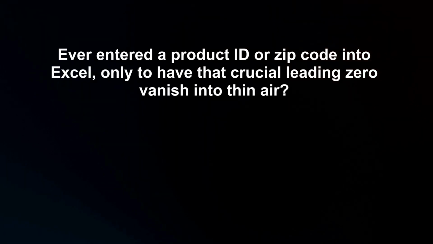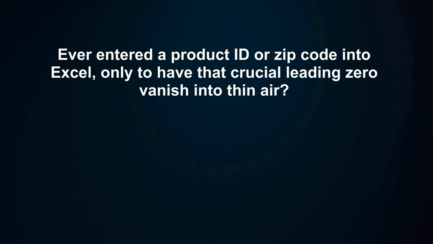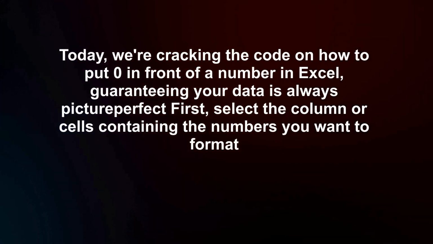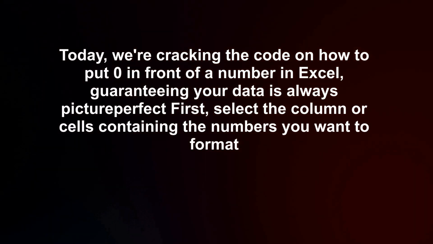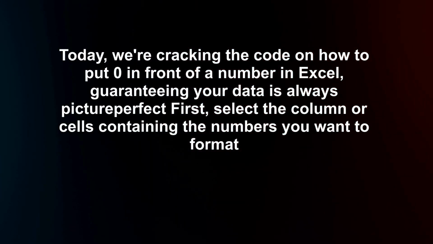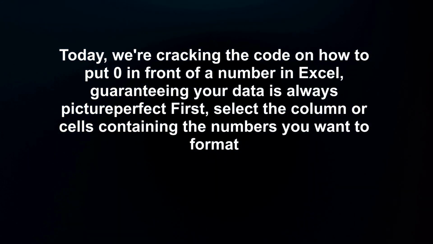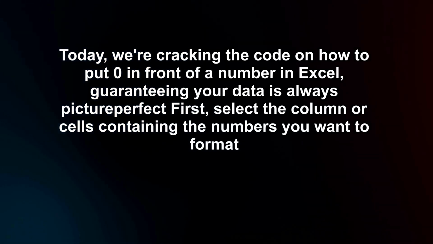Ever entered a product ID or zip code into Excel, only to have that crucial leading zero vanish into thin air? Today, we're cracking the code on how to put zero in front of a number in Excel, guaranteeing your data is always picture-perfect. First, select the column or cells containing the numbers you want to format.